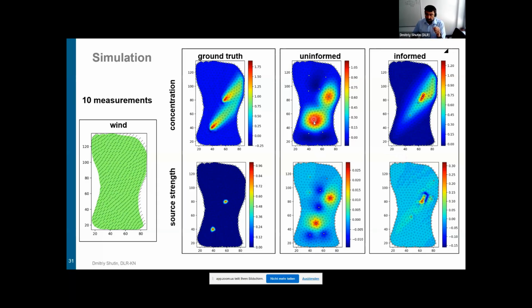So we measure exactly where the nodes of the mesh are located. We will compare what happens after the 10 measurements. You see where the first strategy has placed its measurements, according to the maximum of the uncertainty or the information. And here you see the estimation of the concentration. The upper row is the concentration values. The lower row is an estimation of the source locations with the corresponding uncertainty.